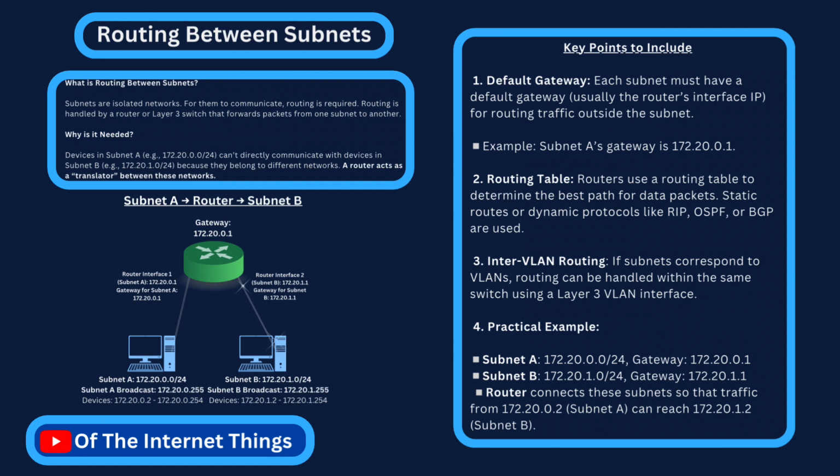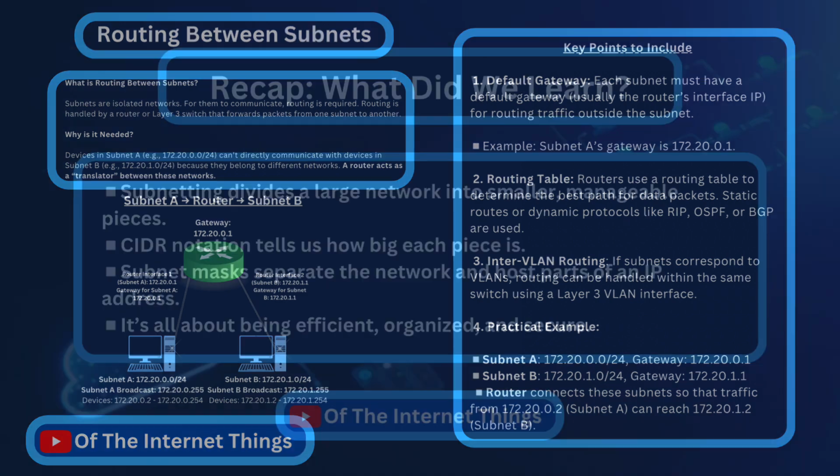Step-by-step example. Subnet A, 172.20.0.0/24. Gateway, 172.20.0.1. Subnet B, 172.20.1.0/24. Gateway, 172.20.1.1. A device in Subnet A sends a packet. It hits the router, which says, "This belongs in Subnet B," and forwards it.